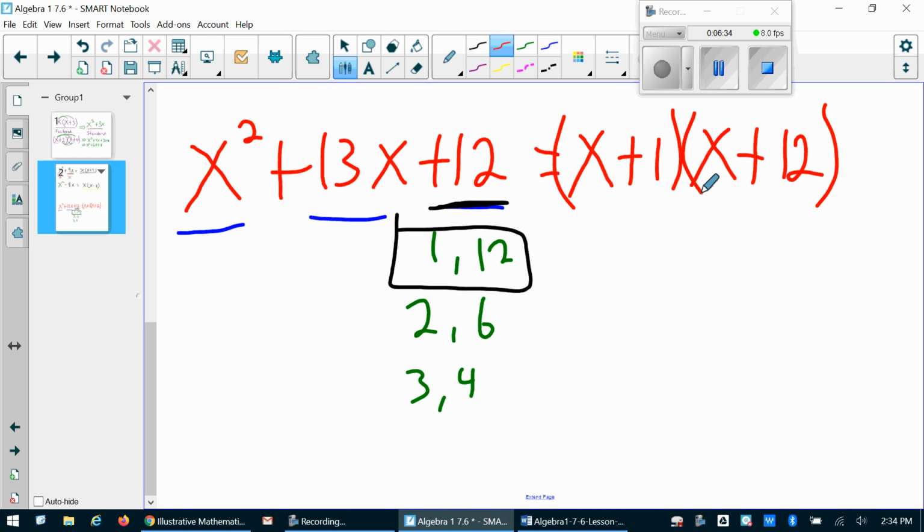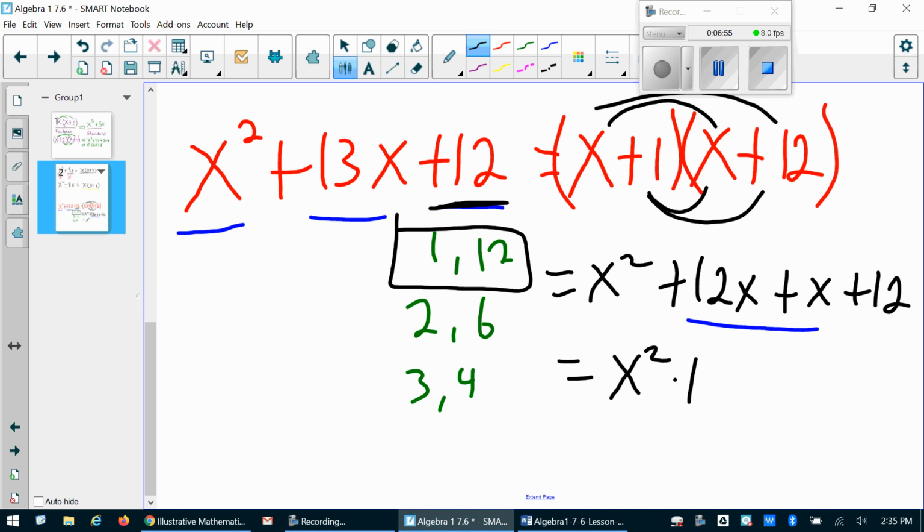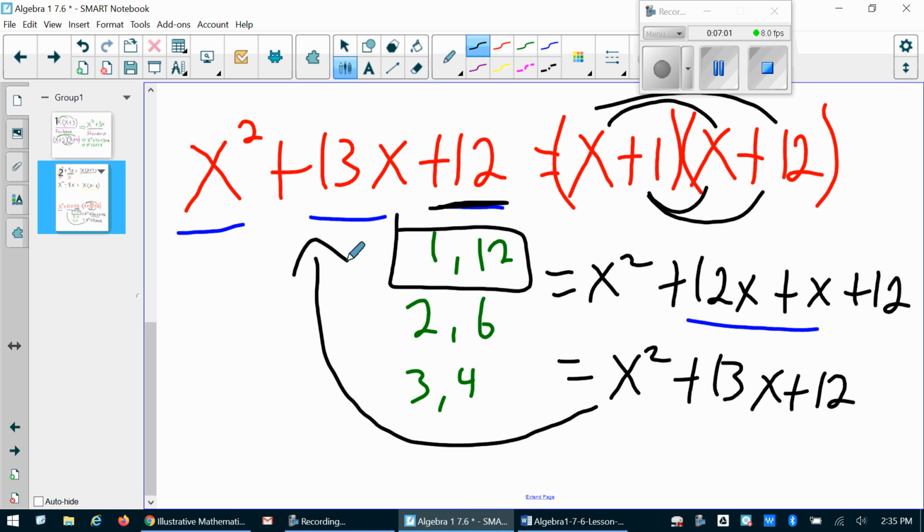And that's it. Well, how do I check it? Let's distribute. x times x is x squared. x times 12 is 12x. 1 times x is just x, and then 1 times 12 is 12. When I add those two together, I get 13x. And so I get x squared plus 13x plus 12. And because that is our original problem, we did this correctly. Okay, that is your general process for factoring when you have three terms and there is a 1 in front of the x squared.